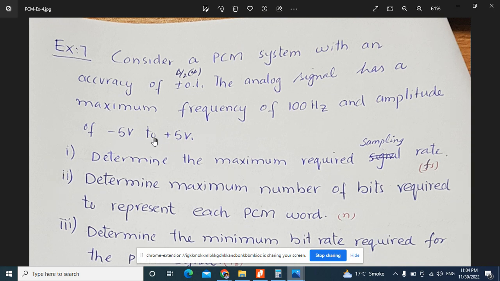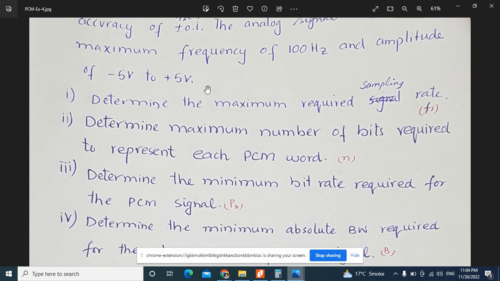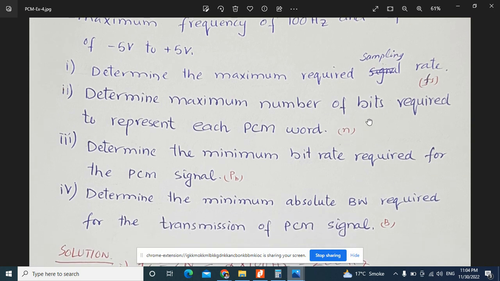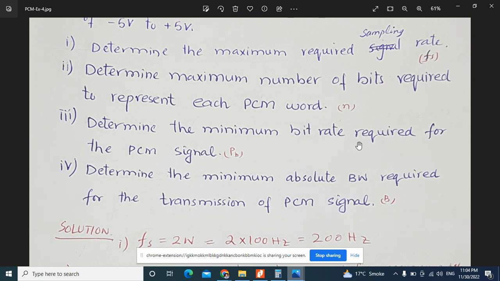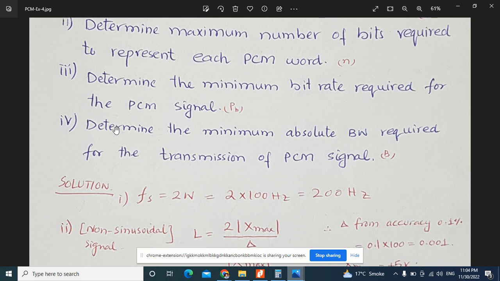So the range is given, the accuracy is also given, and then you need to calculate a few quantities. First, determine the maximum required sampling rate f s. Second, determine the maximum number of bits required to represent each PCM word, that is N. Third, determine the minimum bit rate required for the PCM signal, that is Rb. And fourth, determine the minimum absolute bandwidth required for the transmission of the PCM signal, that is B.